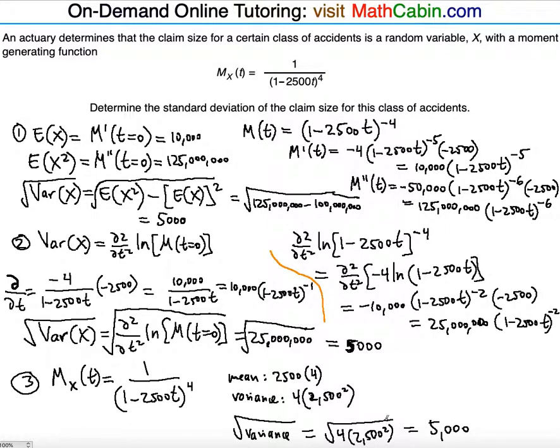So three different ways to do it. You may not see the third way unless you're very familiar with the gamma distribution, but these are three ways that you can do it, and if you don't mess up the algebra, you should be okay.